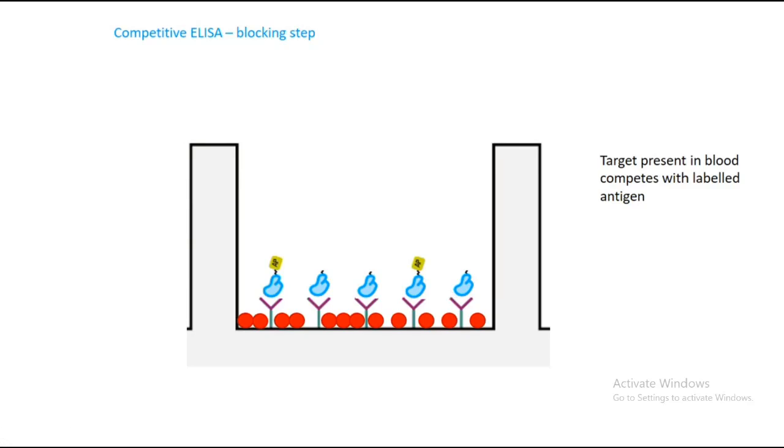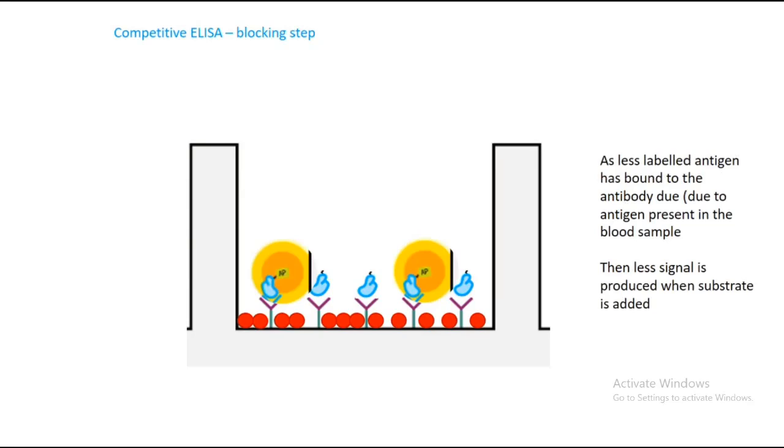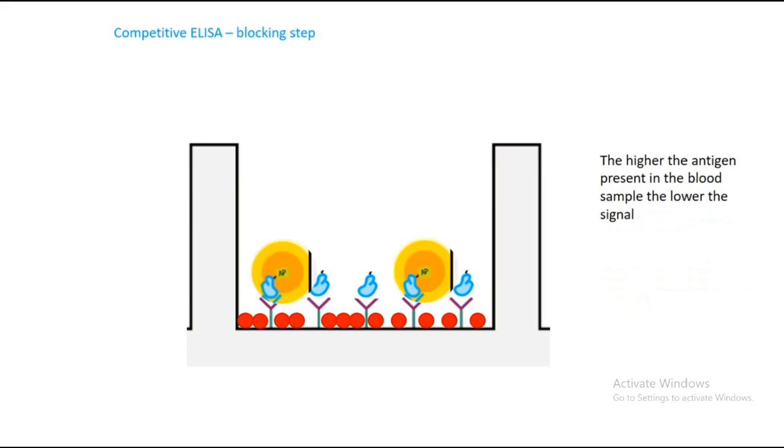So the target present in the blood effectively competed with the labeled antigen. And when you add the substrate, instead of getting that really high intense signal, you get a much lower signal. Because less labeled antigen was able to bind to the antibody, there's less signal produced when the substrate is added. So the higher the antigen present in the blood, the better it's able to compete with the labeled antigen, which means you're going to get a lower signal.